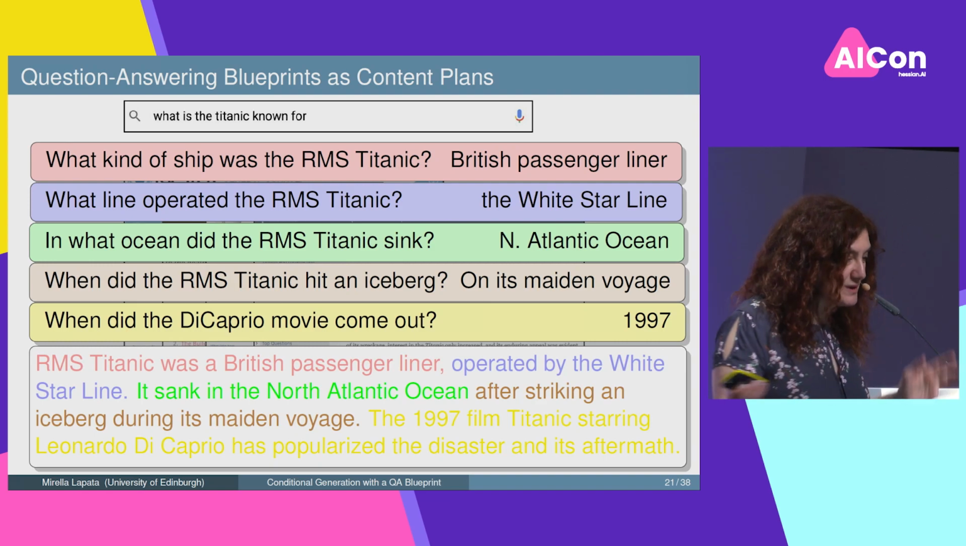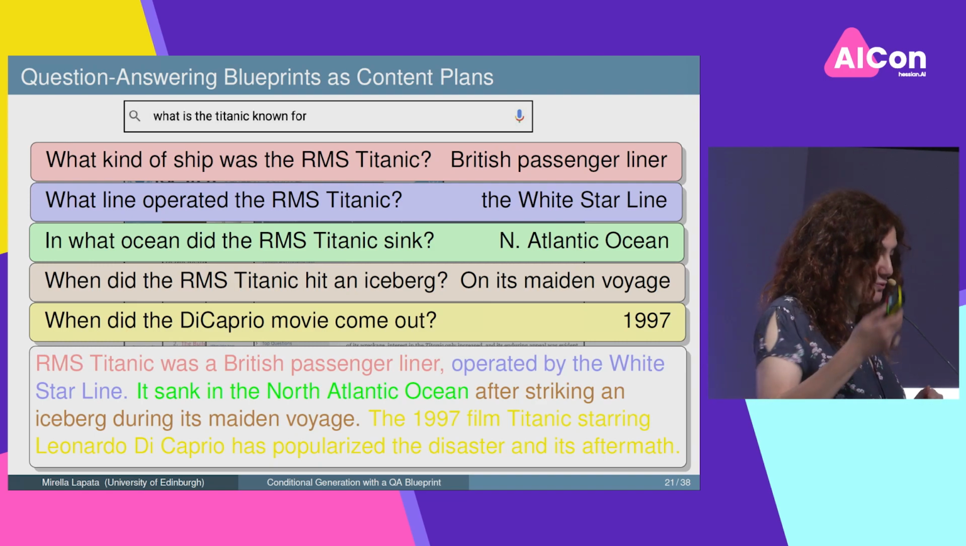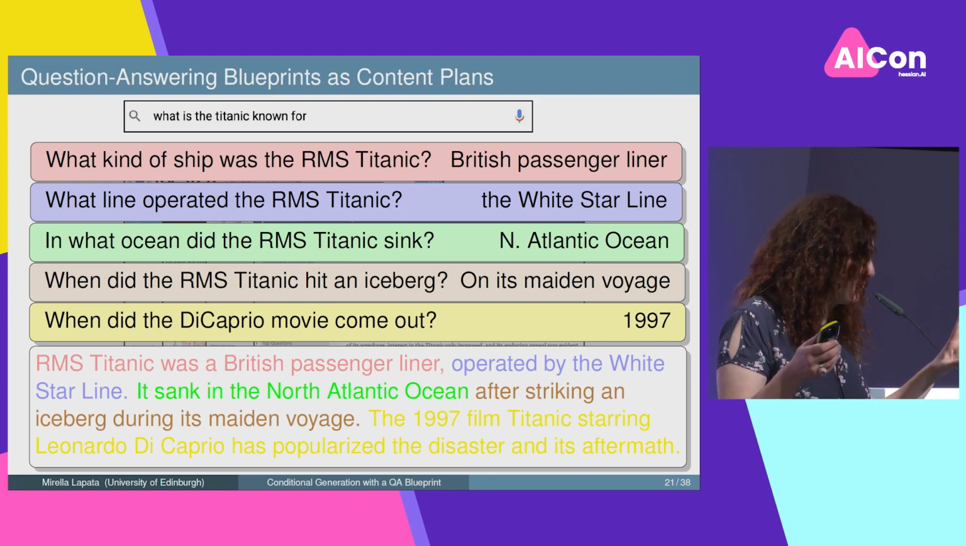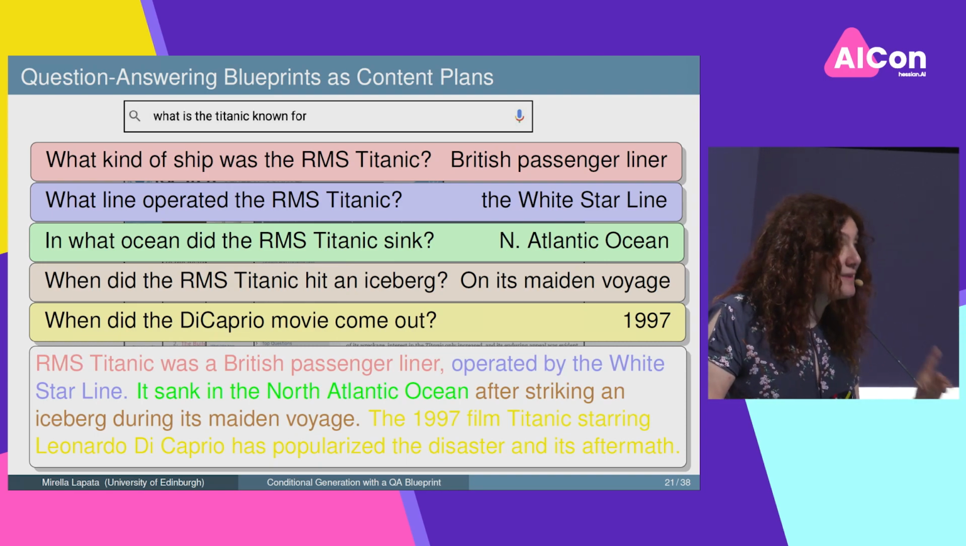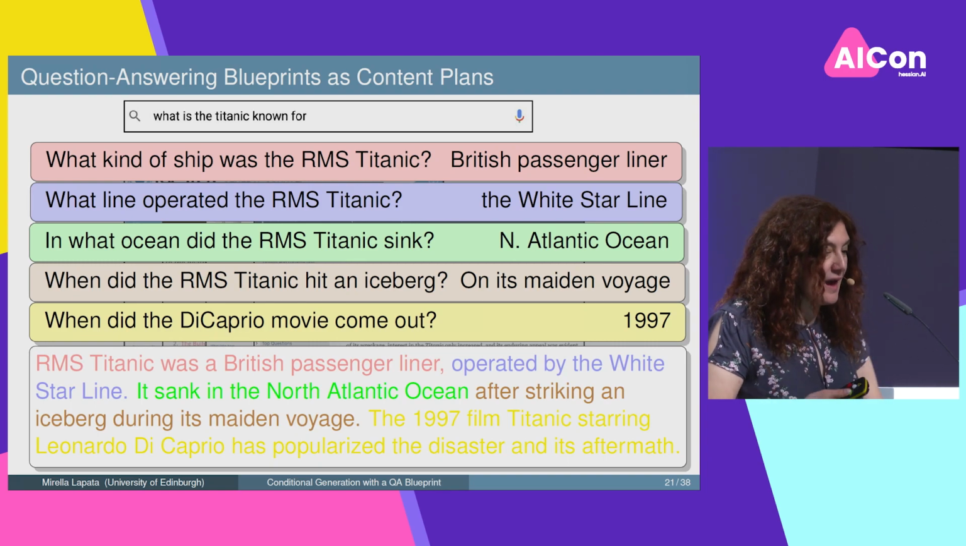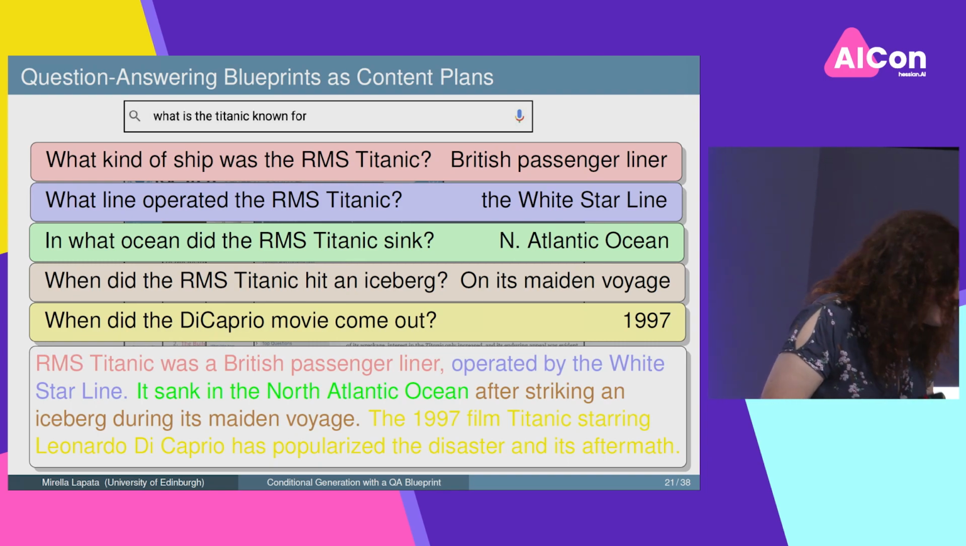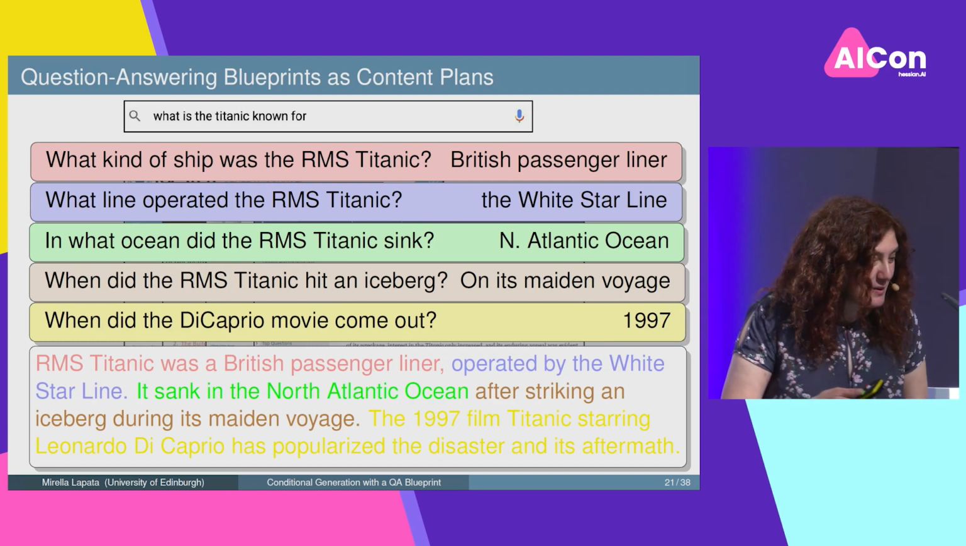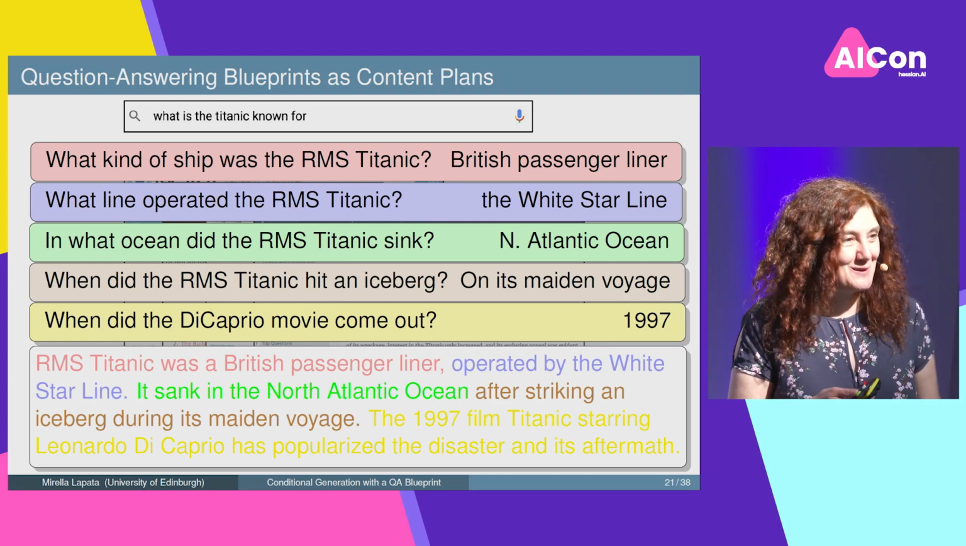So the Titanic was a British passenger liner. First question, operated by the White Star Line. I don't care about how many ships it made. It sank in the North Atlantic Ocean after striking an iceberg during its maiden voyage. And the film starring Leonardo DiCaprio has popularized the disaster and its aftermath.